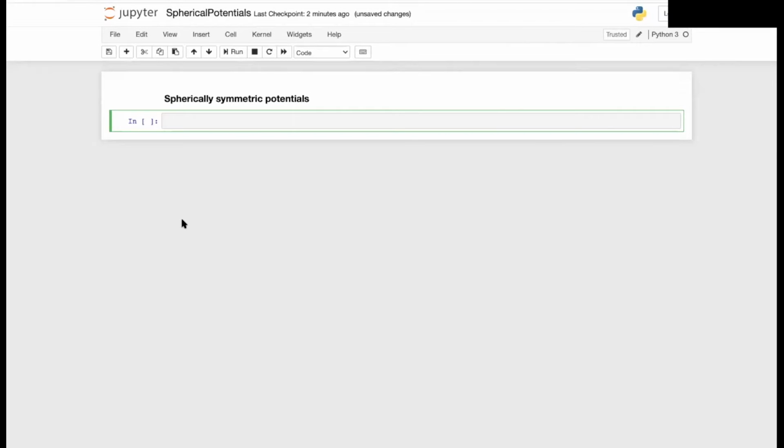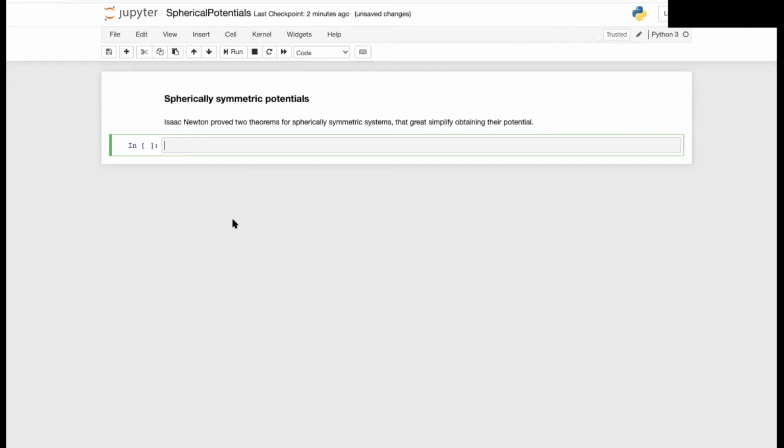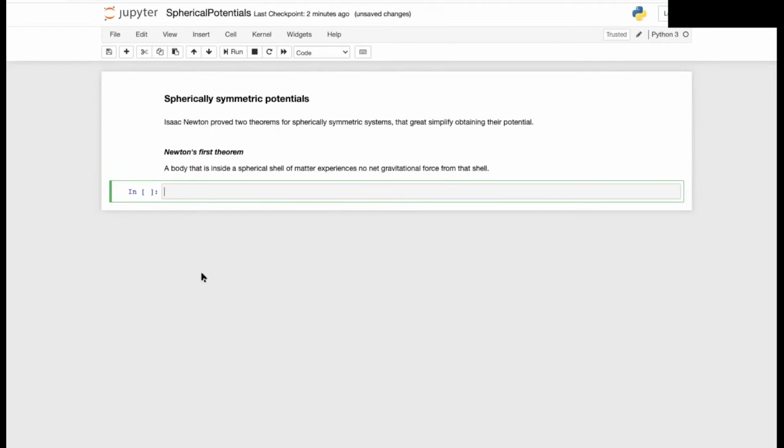Isaac Newton proved two theorems for spherically symmetric systems that greatly simplify obtaining their potential. Newton's first theorem states that a body that is inside a spherical shell of matter experiences no net gravitational force from that shell. Let's see how we prove that.